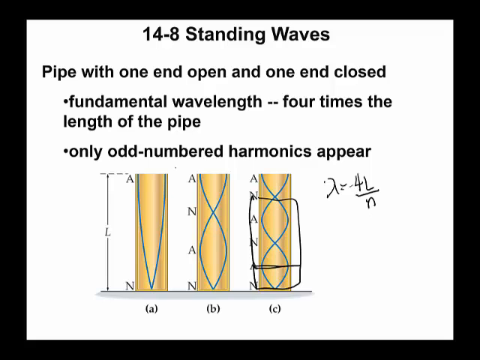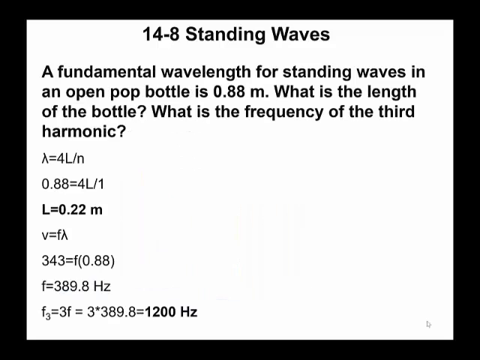Now, because I have an antinode at this end, I don't get all of the harmonics, because I don't have one where I'm going to have a node at one end and a node at the other. So I'm only going to get odd harmonics. So I get the fundamental. I do not get the second harmonic, but I would get the third harmonic and the fifth harmonic.